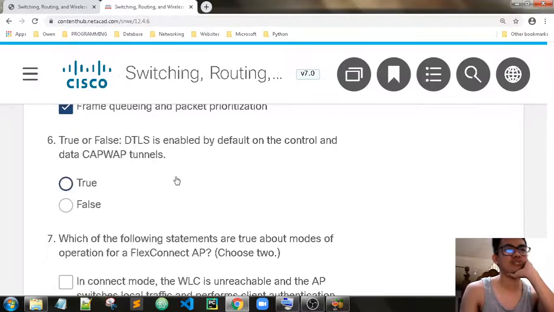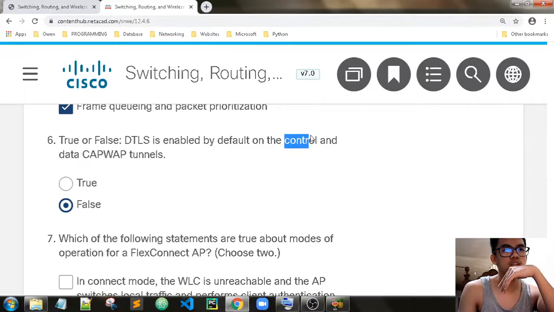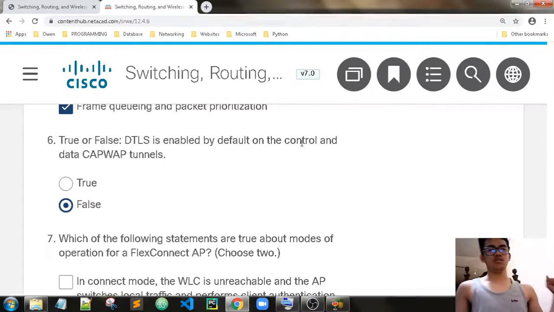DTLS is enabled by default on the control and data channels. I think it's false. It is enabled by default on the control channel only. The answer for this is false.